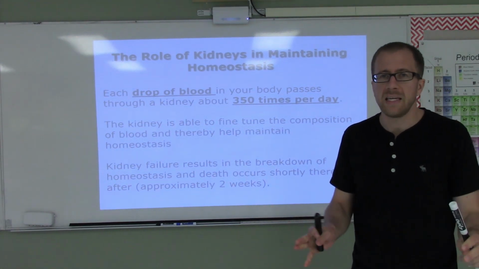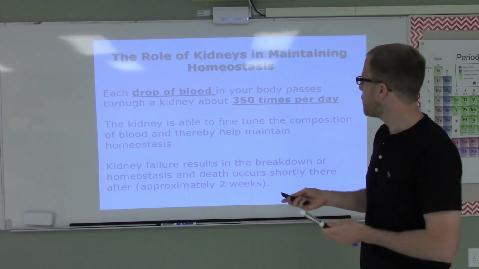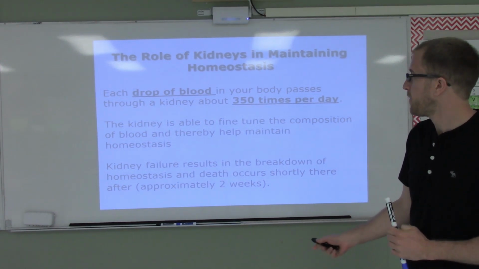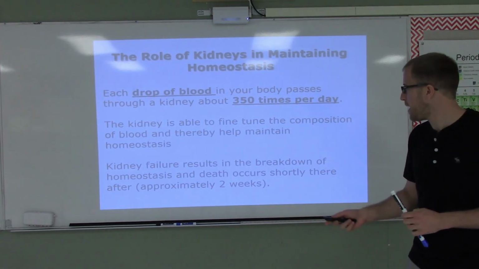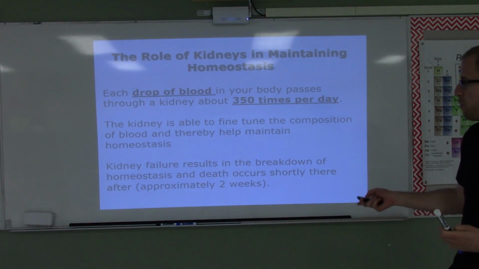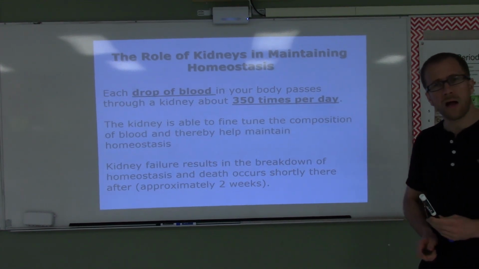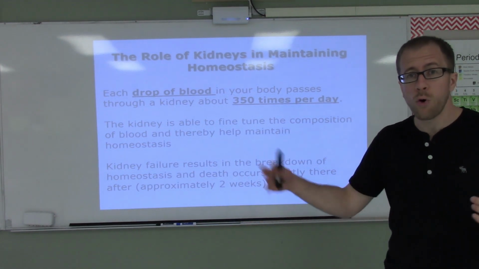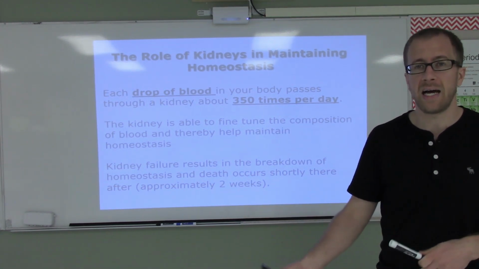So the role of the kidneys is to maintain many homeostatic balances in the body, and it does so by filtering your blood very effectively. Each drop of blood in your body passes through the kidney about 350 times per day, and kidney failure will lead to the breakdown of homeostasis and death, and this occurs shortly thereafter. You can't survive without your kidneys for very long. We will explore ways that you can prolong your life a little bit later in the unit. I'm sure a lot of you know it, which is kidney dialysis.